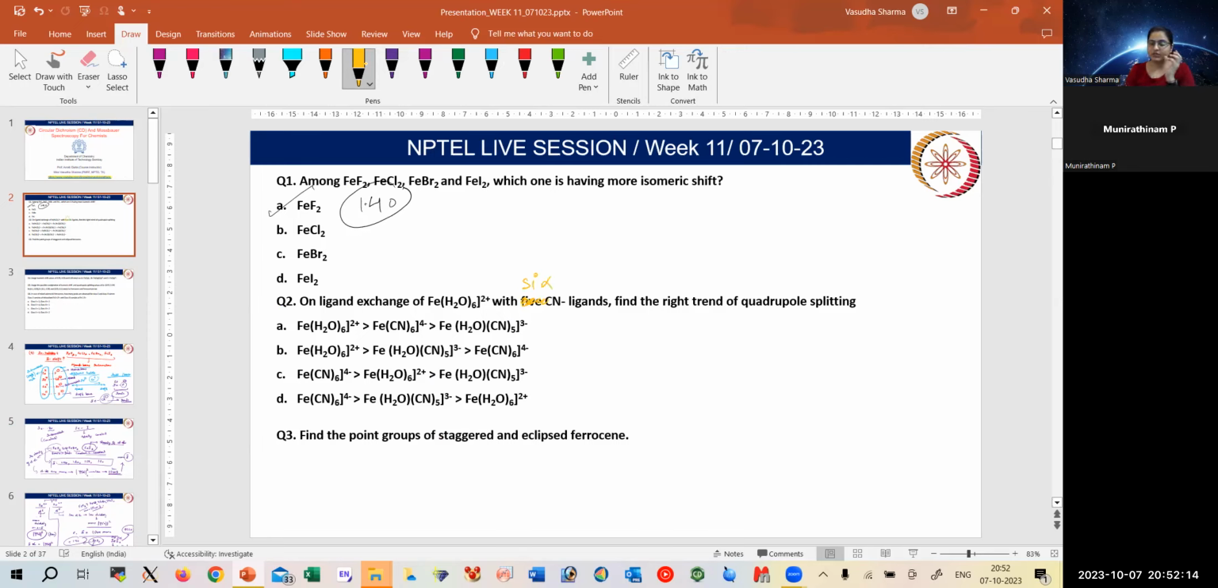So we have already understood that in these complexes, when we have iron aqua 2+ and we give the CN ligands, firstly it will form Fe(H2O)(CN)5 3-, and then it forms Fe(CN)6 4-. So you need to tell me which one is going to have the maximum quadrupole splitting and which one is the least. So what is the right trend?